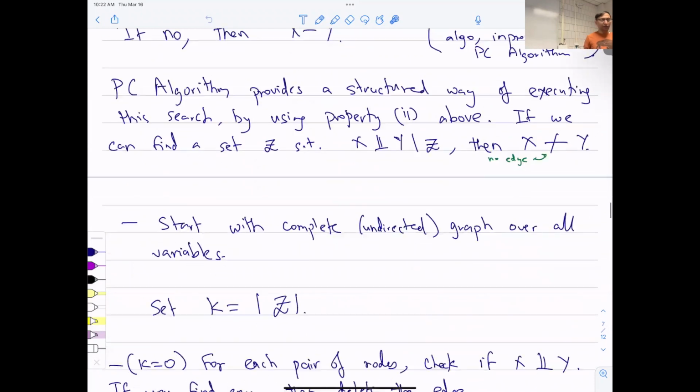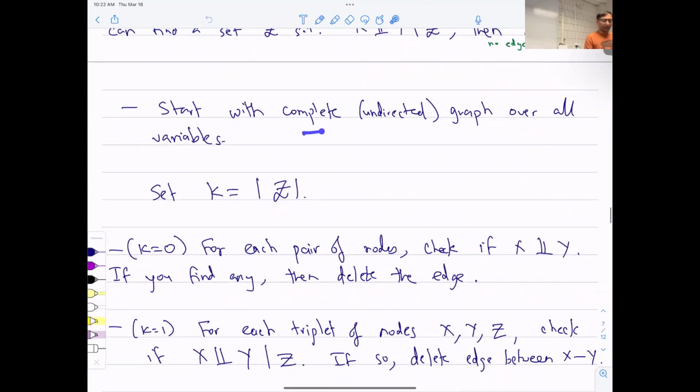So the algorithm is the following. Start with the complete undirected graph over all variables. Set K, the counter, to the cardinality, the size of the set. Initially, set K equal to 0, so you don't condition on anything. For every pair of nodes, check for conditional independence. If you find a pair of nodes which are conditionally independent, then delete the edge between them.